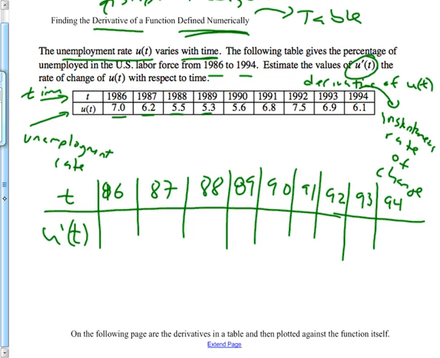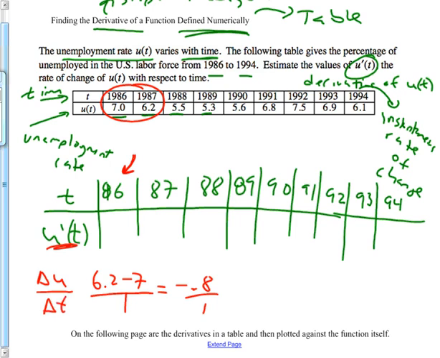So if we're looking at 1986 to start off with, and we want to find the derivative in 1986, what we know is that from 1986 to 1987, our unemployment rate went down by 0.8. So in 1 year, my unemployment rate went down negative 0.8. So this is my change in unemployment as a function of time. Even though this isn't the instantaneous rate of change, it's the best we can do with this table. So all we're going to look at is the year and the closest year to it. In this case, we have 1986, and we're looking at the next year closest, 1987. From 86 to 87, we get a change of negative 0.8.